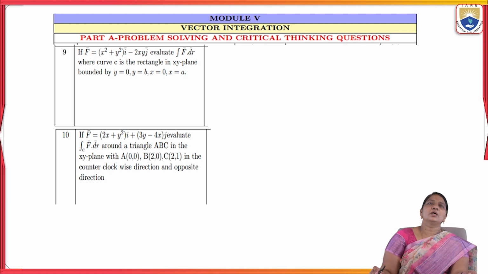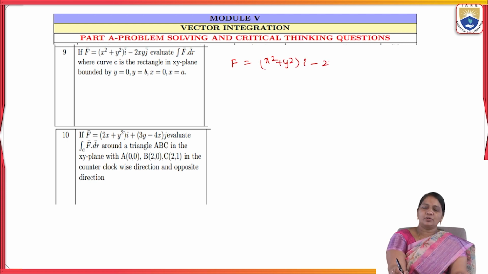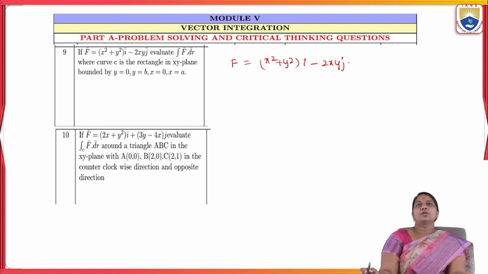See this question, F equal to x square plus y square into i minus 2xy into j. Here they are asking to evaluate the integral of F bar dot dr bar. That means here we need to calculate the line integral.